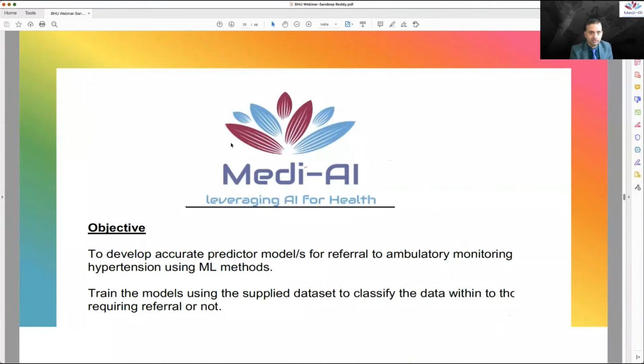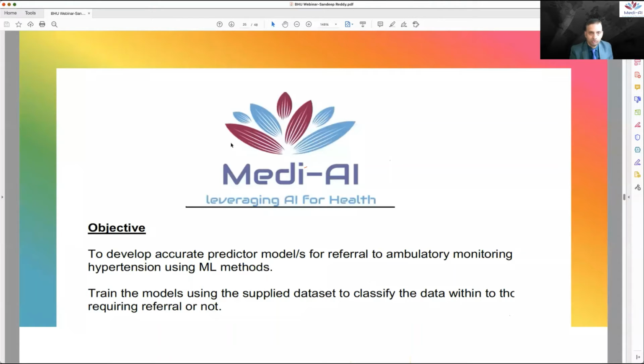Now let's look at a case study or an example. Our company was asked to develop a clinical decision support system to help doctors in Scotland identify those patients who require referral to ambulatory monitoring of blood pressure. For those who do not come from a medical background, let me explain what this situation is. In order to confirm somebody has high blood pressure, at certain times you refer the person to wear a mobile device, or in other words, an ambulatory device, to monitor your blood pressure overnight.